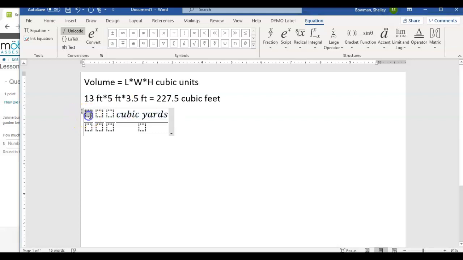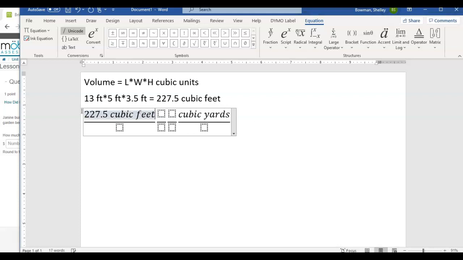So over here, I'm going to start with my 227.5 cubic feet. Now I don't have anything like I did on the jet problem, so I don't need to worry about underneath the fraction bar on these two, but I will be using the numerator and the denominator for the conversions here. Now if you're uncomfortable with that, go ahead and put a 1. Anything divided by 1 is whatever it is, so it doesn't matter.